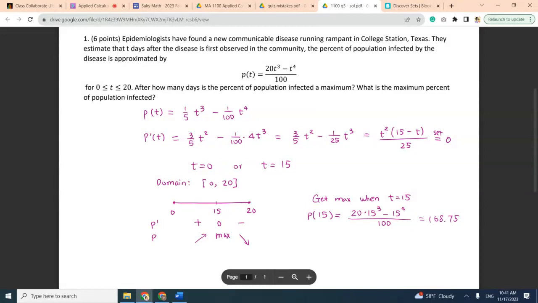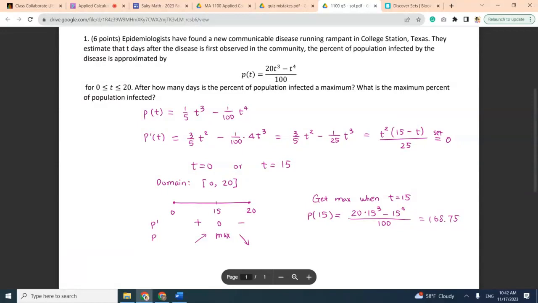And then your domain is from 0 to 20. Draw the picture. Draw the table. See? 0 to 20. 15 is right here. It's separated into two subintervals. Here, you pick a number. What number do you pick? You can pick 1. See? 1 squared, positive. 15 minus 1, positive. So you get positive, right? And then here, what number do you pick? 16. 16 squared, positive. 15 minus 16, negative. So you get negative. That's why your P is increasing, then decreasing.